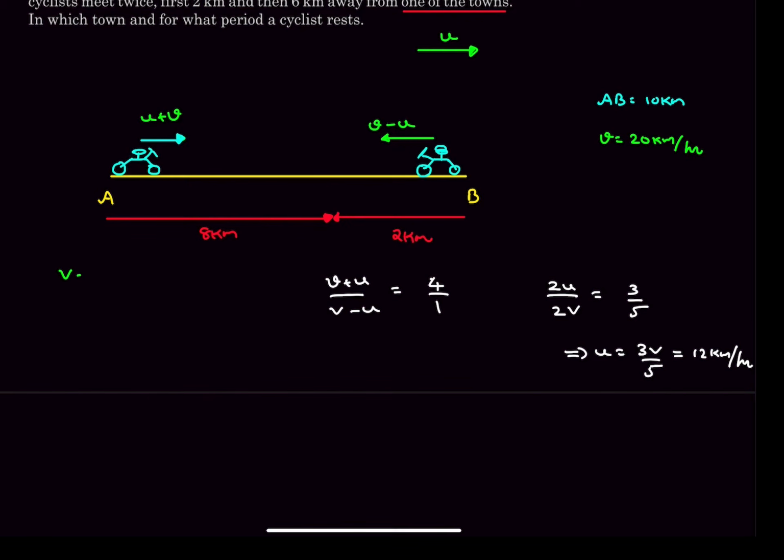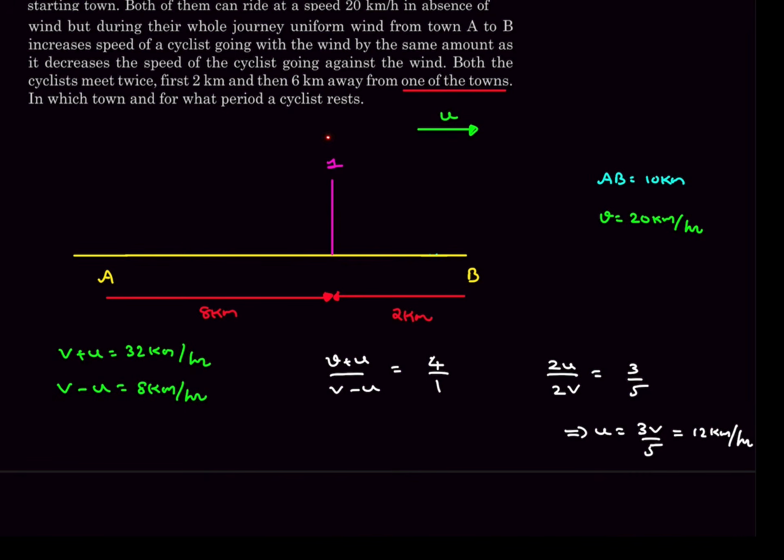So we can write down V plus U equals 32 kilometers per hour and V minus U is 8 kilometers per hour. Okay, so now guys, both the cyclists are at this location 1. So I'm drawing stick men instead of the cycles. Now both the cyclists are at this first meeting location. This guy is running with a speed of 32 and this guy is running with a speed of 8 kilometers per hour. So the guy coming from the left only has to cover 2 kilometers more, right? So he's the first guy to reach town B and the second guy would still be somewhere over here. He still will have to cover some more distance to reach town A.